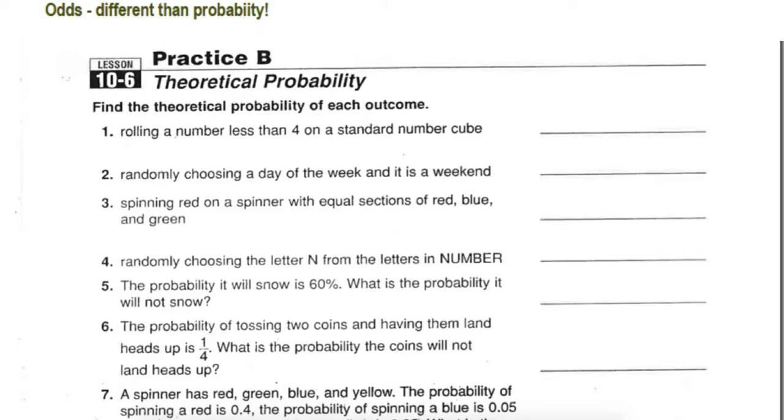So, for instance, here on the first one, rolling a number less than 4 on a number cube. Well, a number cube is just a die. So you have 6 sides on your die. In this case, how many of them are less than 4? Well, that would just be this cluster here. And within that cluster, there are 3 different choices out of 6 sides on the die. So the theoretical probability that we'll get a number less than 4 is 1/2.